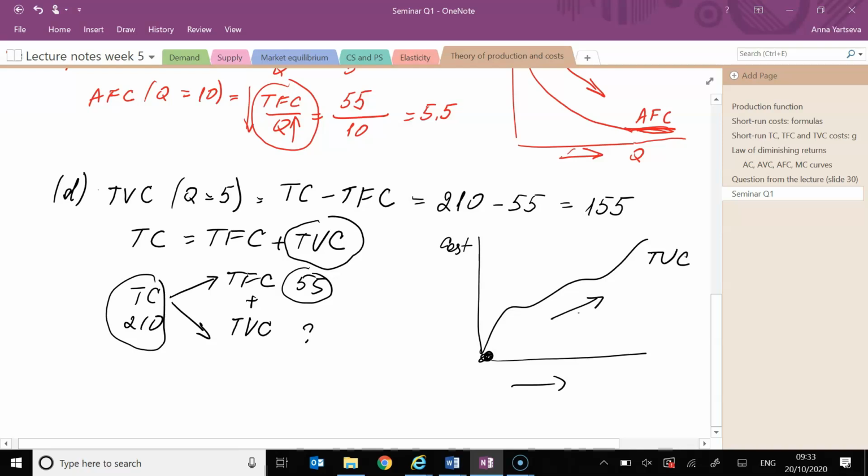It can have different shapes. It can look like a straight line. It can look like a curve. It can be concave, convex. It depends on the technological process. It depends on how exactly you manufacture your output, whether you enjoy economies of scale or not.